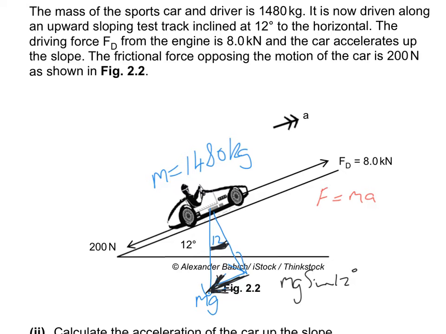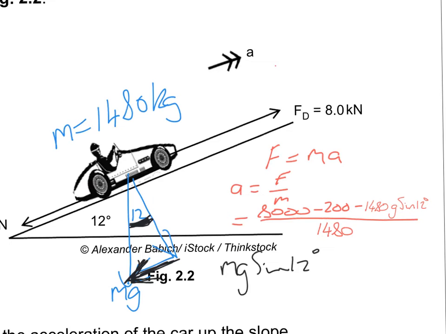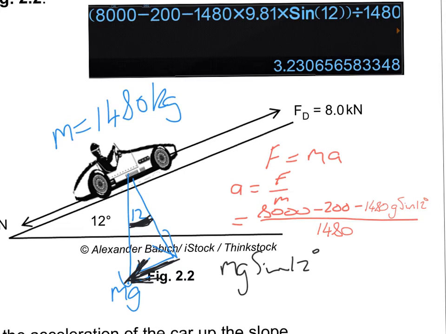So the resultant force equals ma, and a will equal F over m. So we need a resultant force on the top line and the mass of 1480 on the bottom line. So we get 8,000, which is up the slope, minus 200 because it's down the slope, and minus 1480 g sine 12 degrees. Because these are both down the slope, this one's up the slope, so these both get a minus sign when we're adding all the forces together, and 1480 is the mass on the bottom line. And I'm getting a value of 3.23 meters per second squared.